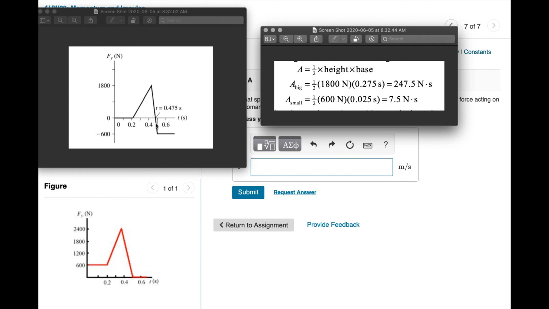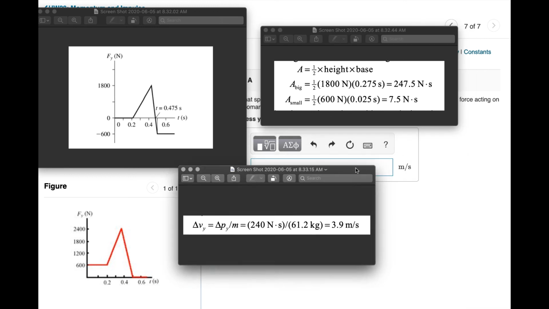The small triangle, which is negative impulse, is this tiny little wedge of a triangle tucked in here, is 1/2 of 600 newtons times the remainder of the time, 0.025 seconds. This is negative impulse. The total impulse then is this impulse minus this impulse. Well, look, it's 7.5. So my total impulse is 240 Newton seconds.